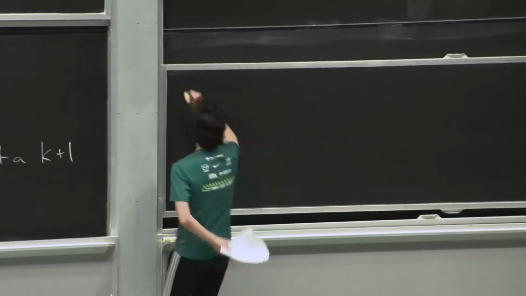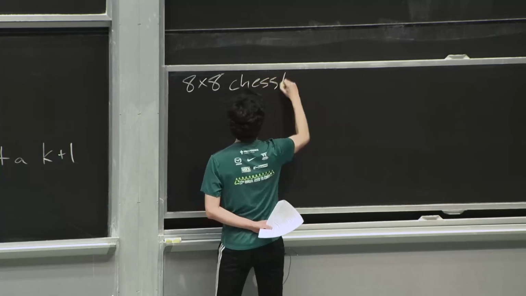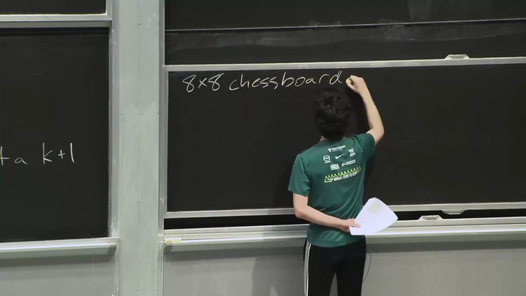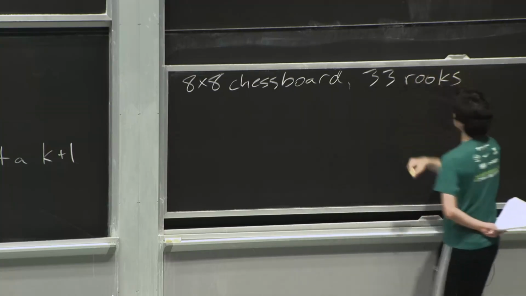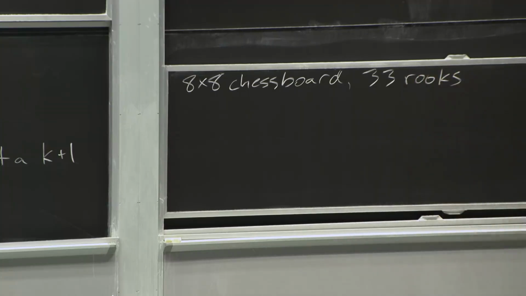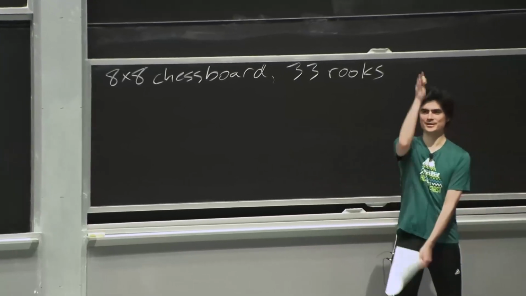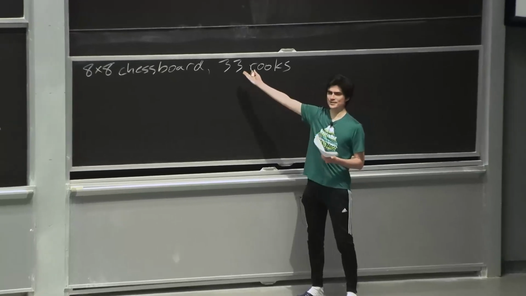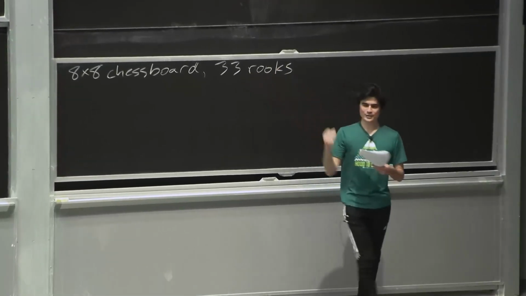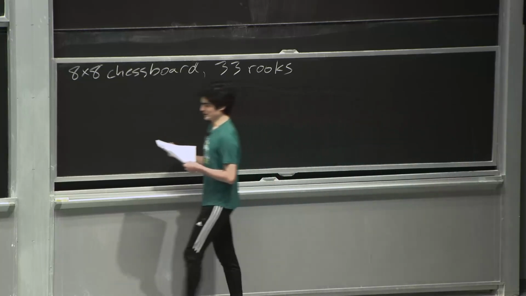Okay, so we have an 8x8 chessboard. And 33 rooks. Does everybody know how chess works, vaguely? Okay, so rooks can move along ranks or files, right? Ranks or files, sorry. So we would like to place these rooks so that any set of 5, right? They don't all attack each other.